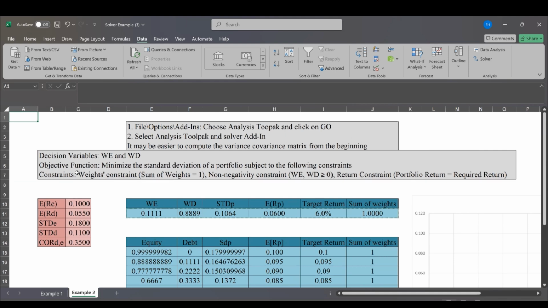So that's it regarding the application of solver in Excel and how to derive the efficient frontier.